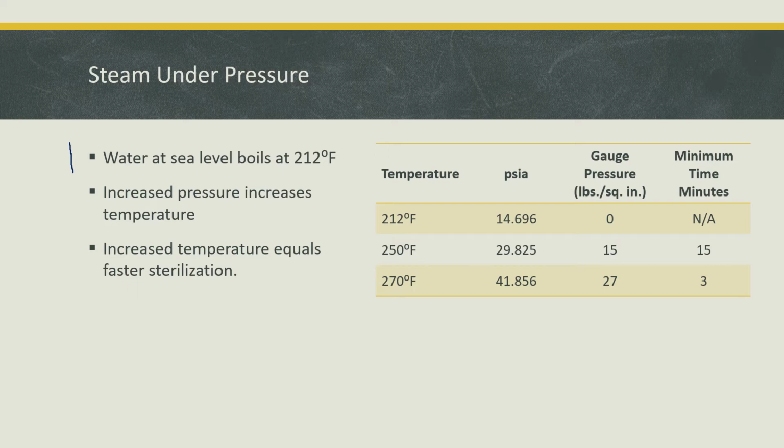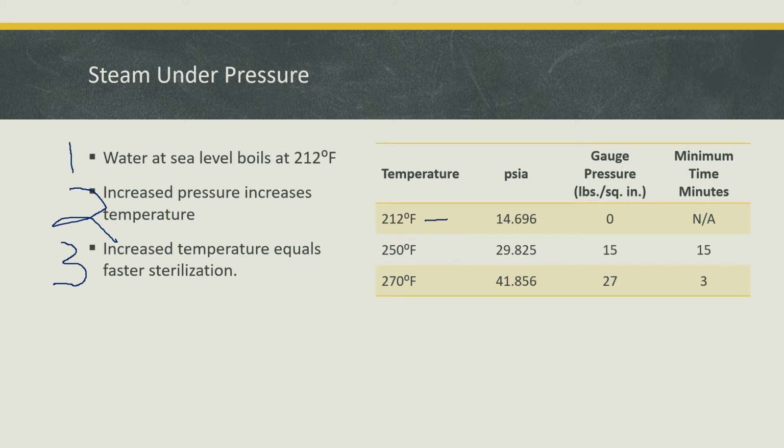When we increase pressure, then we increase the temperature. So to get higher than 212 degrees, the next thing we've got to do is add pressure to it. When we add that and we get a higher temperature, then the third concept: increased temperature equals faster sterilization. So we take steam, which is normally produced at 212 degrees, we add pressure, it increases the temperature, and then we can sterilize faster. So we see here 212 degrees.